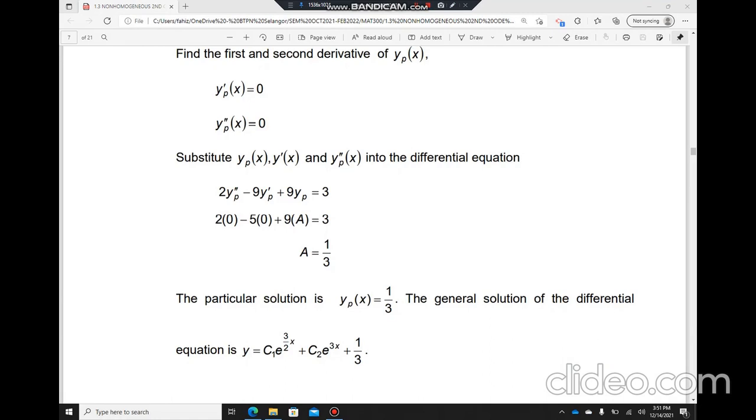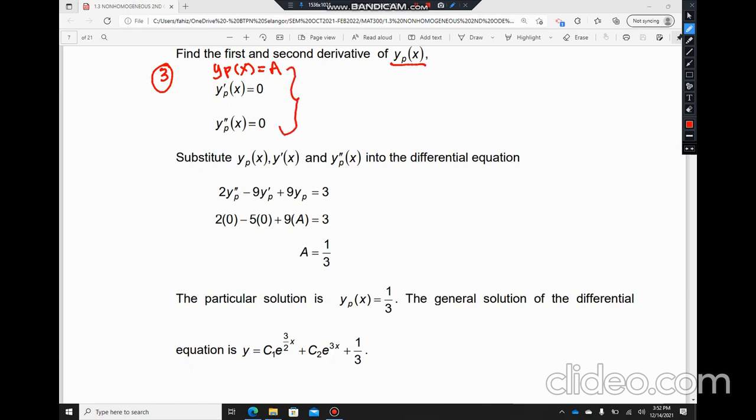Okay, next, step number 3. Since kita dah ada yp, tadi step number 2 kita dah ada yp, so we need to find y'p and y''p. Y'p, y''p ni kita kena ambil daripada yp. Tadi kita dah setkan yp(x) = A. So daripada sini kita just find the first derivative which is y'p. So differentiate A, you get 0. And then second derivative y''p. So differentiate 0, you get 0.